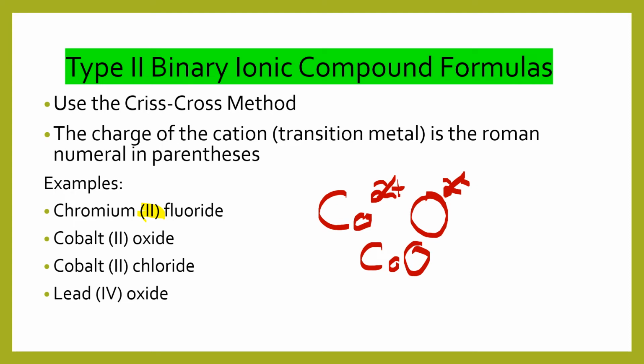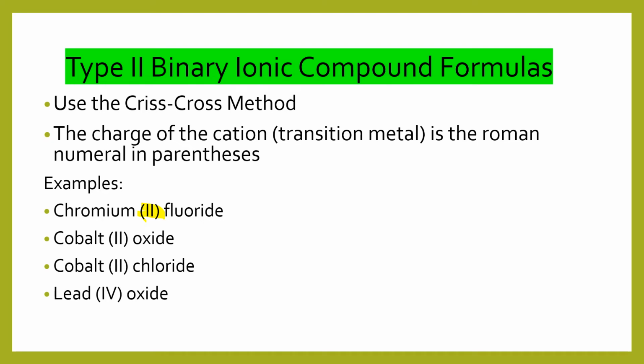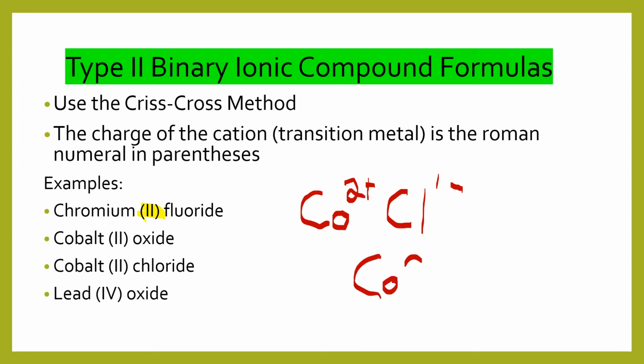Let's look at cobalt 2 chloride. All right, so we have our cobalt again with a 2 charge. And then we have chlorine, which we know has a 1 negative charge. So crisscross as always, so we're going to have CoCl2 as our formula.